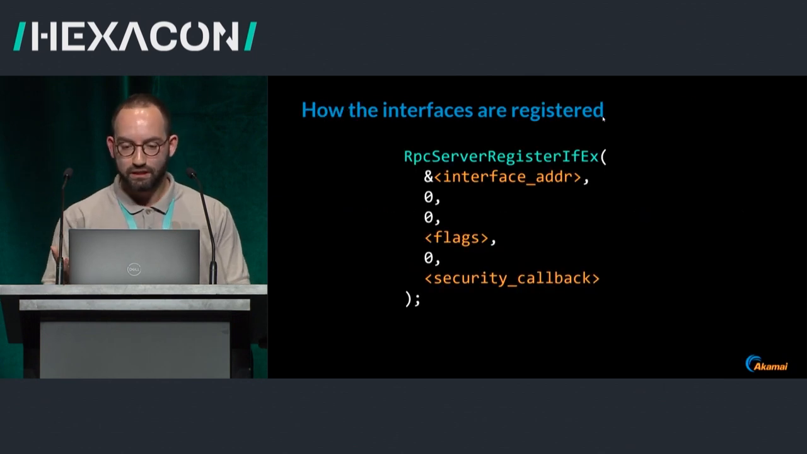Next, for registration, all RPC servers have to be registered with a function called RpcServerRegisterIf, register interface. There are a few of those, regular, 2, 3, and X, but this is the basic structure. The first argument is the pointer to the same structure we've just seen, the RPC interface handle. The fourth argument is always flags. And the seventh argument, if it exists, is the security callback function pointer.